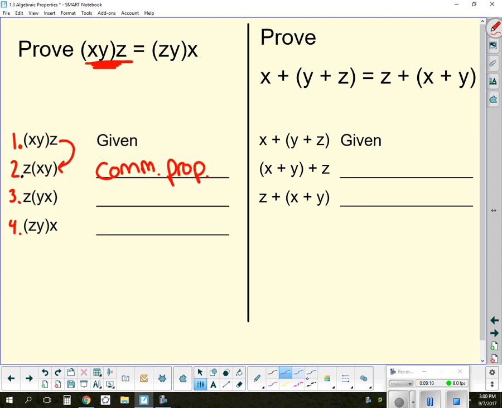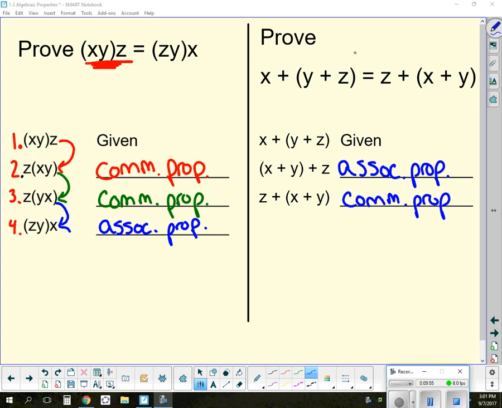From my second step to my third step, what has changed is, again, the order. It's the order of what's inside the parentheses. So order is commutative property. And then finally, from my third to my fourth step, what has changed is my grouping. So my zyx, the order is still the same, but the grouping symbols have come off of yx, and moved on to zy. When grouping changes, it is the associative property. Okay? Go ahead and pause the video, see if you can come up with your steps for your second proof.